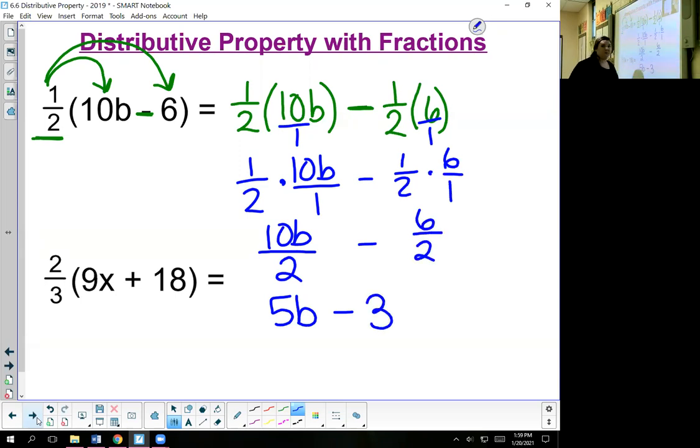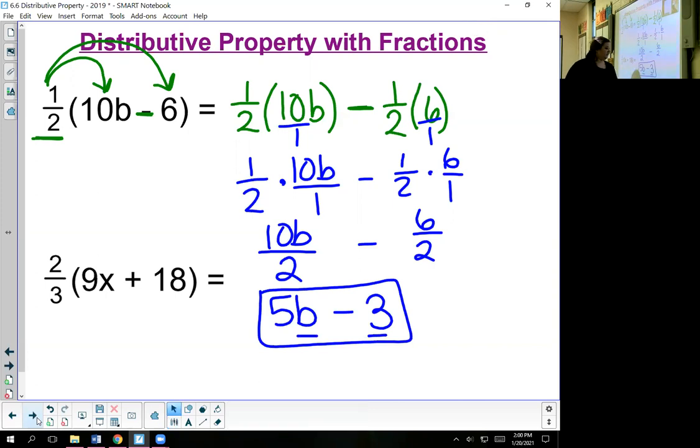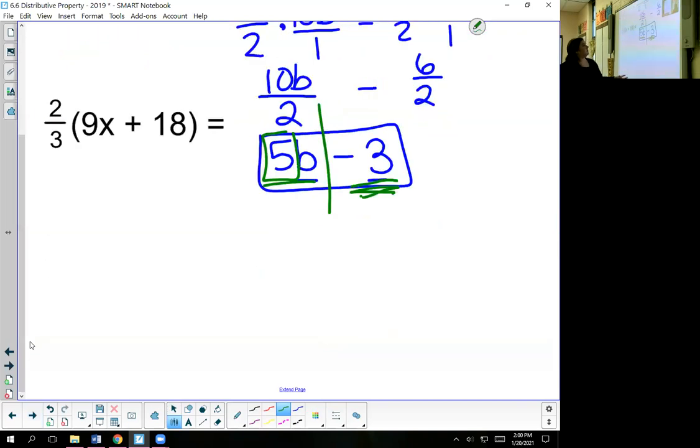Can I add those together? No. Why? This has a B, this does not. How many terms? 1, 2 terms. Coefficient, constant. Just let me go over some of that vocab. Okay, let's look at one where it's a little bit different here.